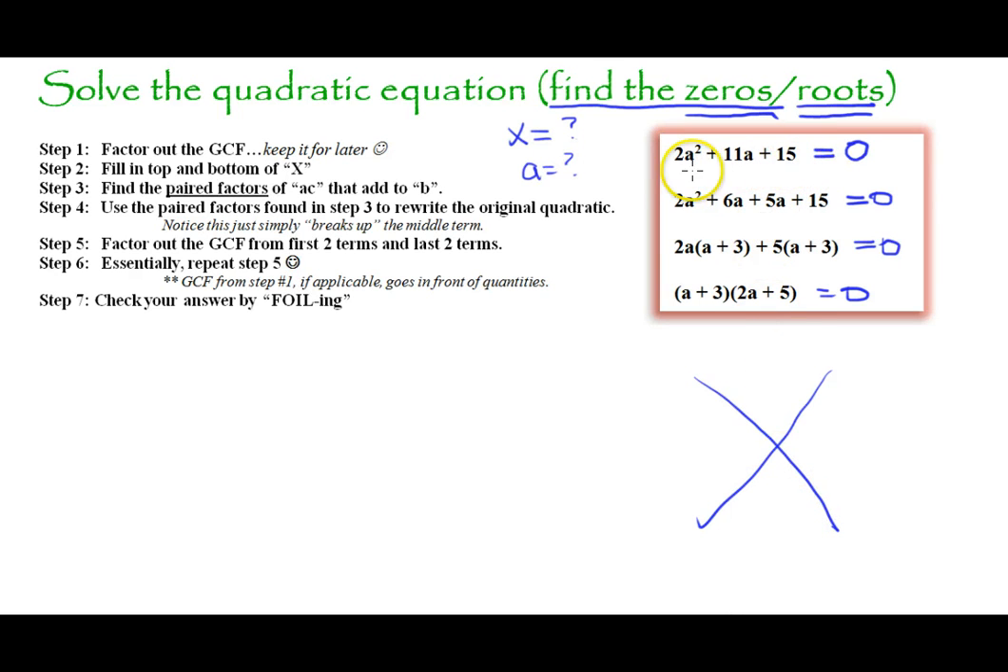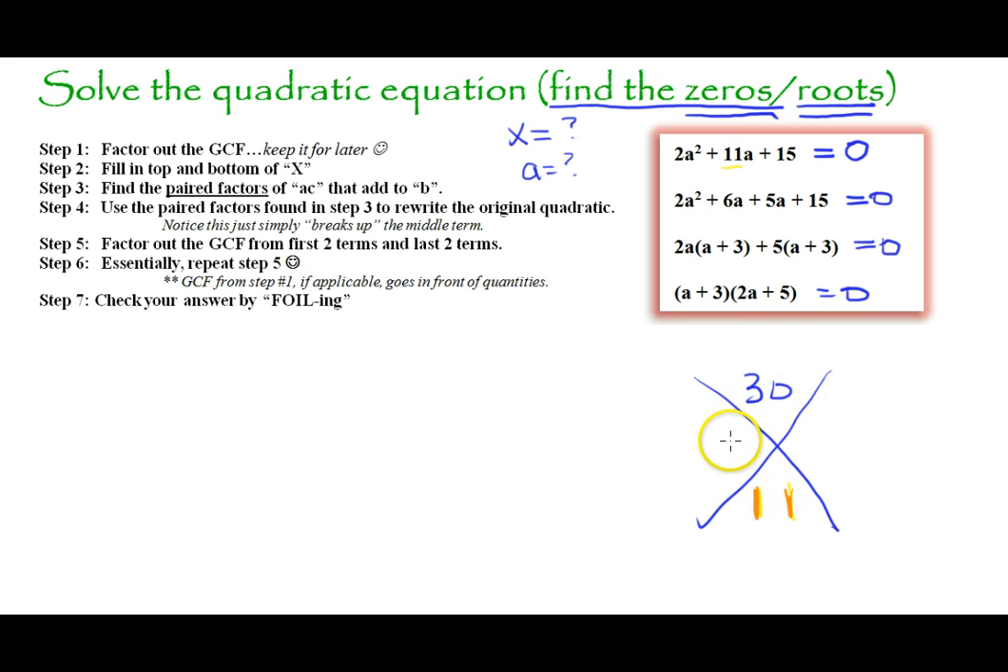So I do a times c, which gives me 2 times 15, which gives me positive 30. This guy right here is the b, so I put 11 down here. So 11 goes right there. That's a weird color. I'll use a different color so you can see it. 11, there you go.